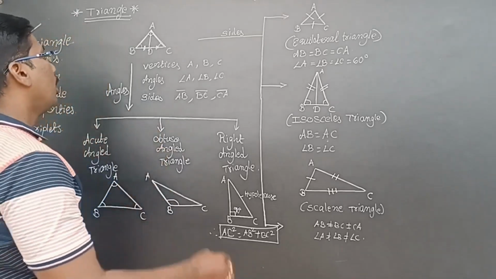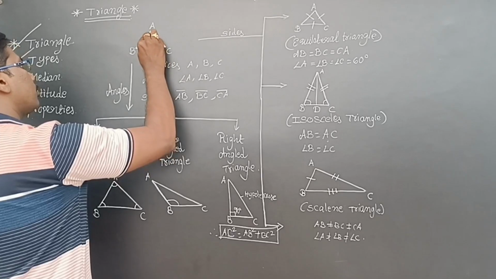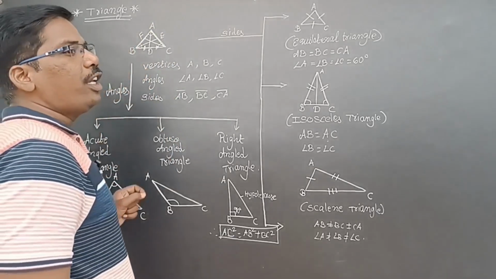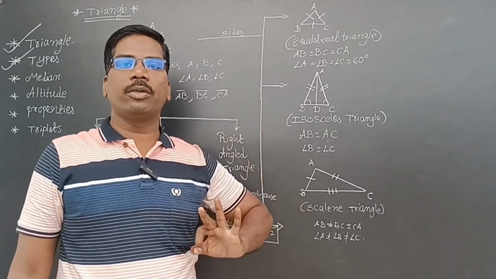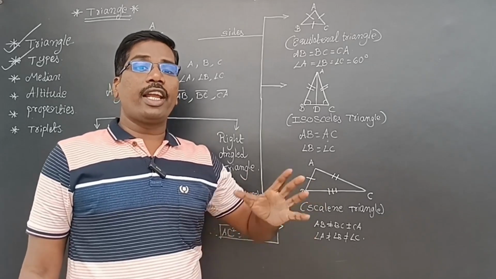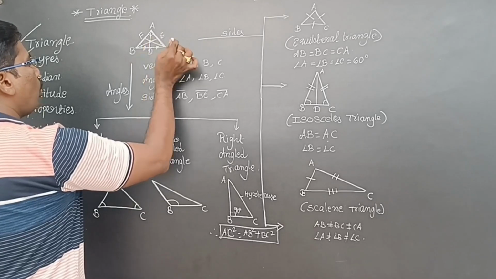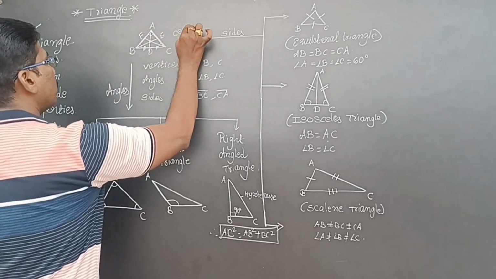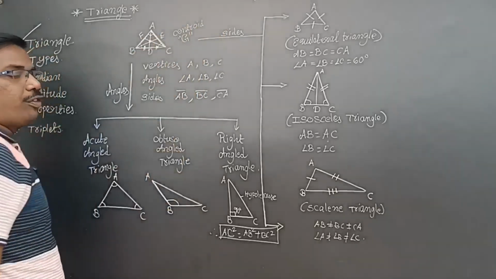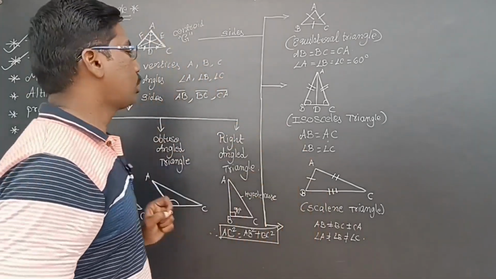Now I will draw one median from here also. A triangle will have maximum 3 medians, minimum 1 median. So if I draw one median, that is 1 median. A triangle is having 3 medians. The point of intersection of these medians is called centroid, which is denoted with a G.